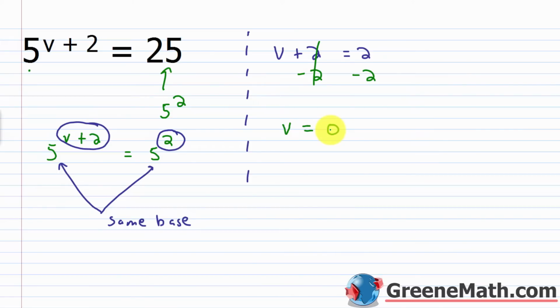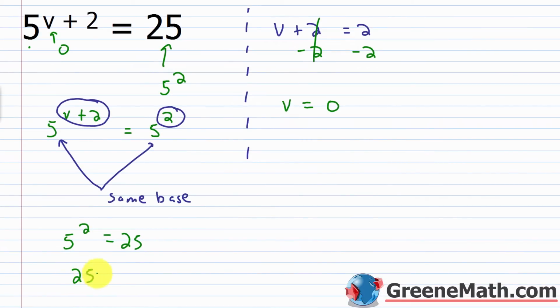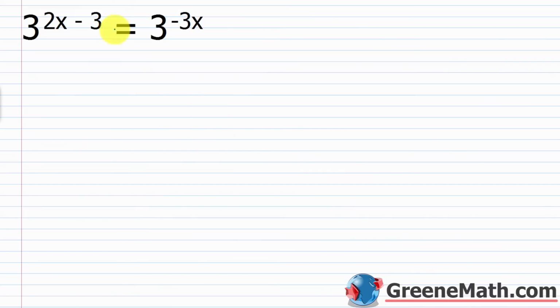Now, you can check these. I'm not going to check all of them, but you can check by plugging in and verifying that the left and the right sides are equal. So let's check this one. If I plug in a 0 there, I would have 0 plus 2, which is 2. So you'd have 5 squared equals 25, or 25 equals 25. So that does check out. The solution here is v equals 0. Of course, if you wanted to write this in solution set notation, we could put a 0 inside of set braces.